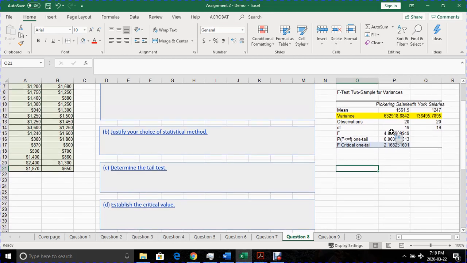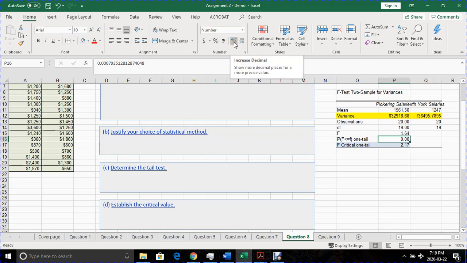2.168. Again, you can reduce the decimal places to 2 or 3 decimal places. That's fair enough. And to do that, just highlight and click, and that basically reduces the decimal places to 2 or 3. So this function will decrease the decimal places. That function will increase the decimal places.